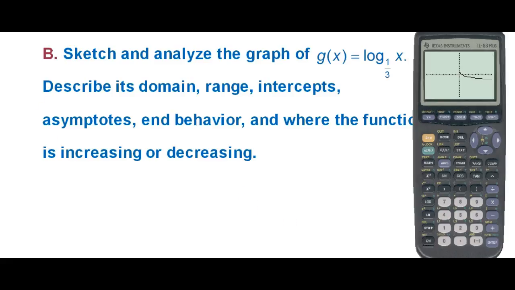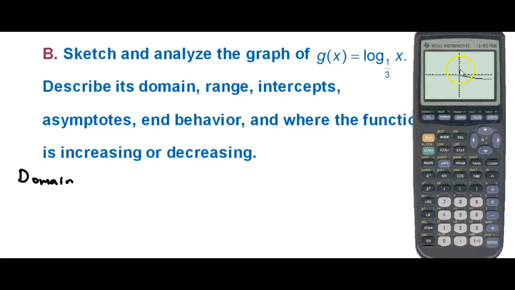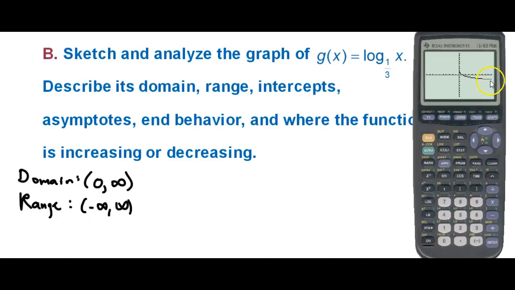So as we're describing this, its domain appears to be from 0 to infinity. Well, the range appears to go from negative infinity all the way up to positive infinity, because it seems that it would go down, although less and less so. Eventually it'll go all the way down, and then coming this way, this graph goes up to positive infinity. Now the intercepts, it appears we have one intercept there.